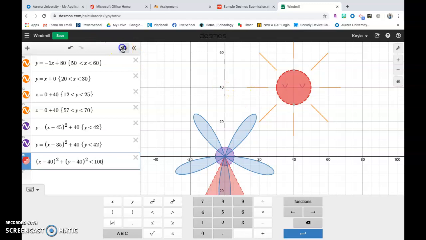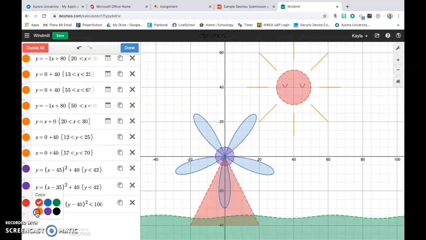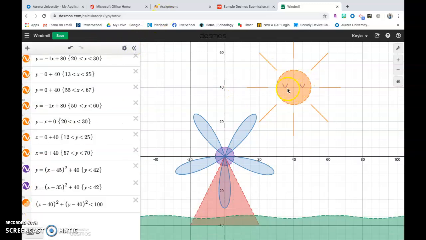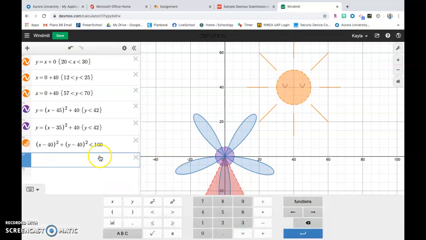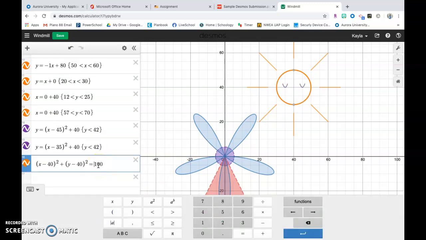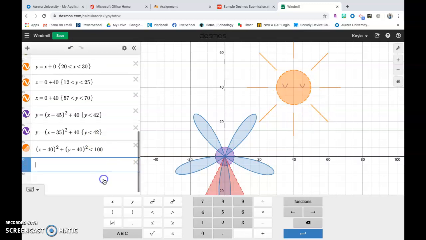So the next thing I'm going to do is just change this color to orange so that it matches the rest of the sun. So there's the sun, and we have the two parabolas. For the eyes, this is a restricted domain because I did less than 100 versus equal to 100, then it would just be the outline, but I wanted it to be colored in for the sun.